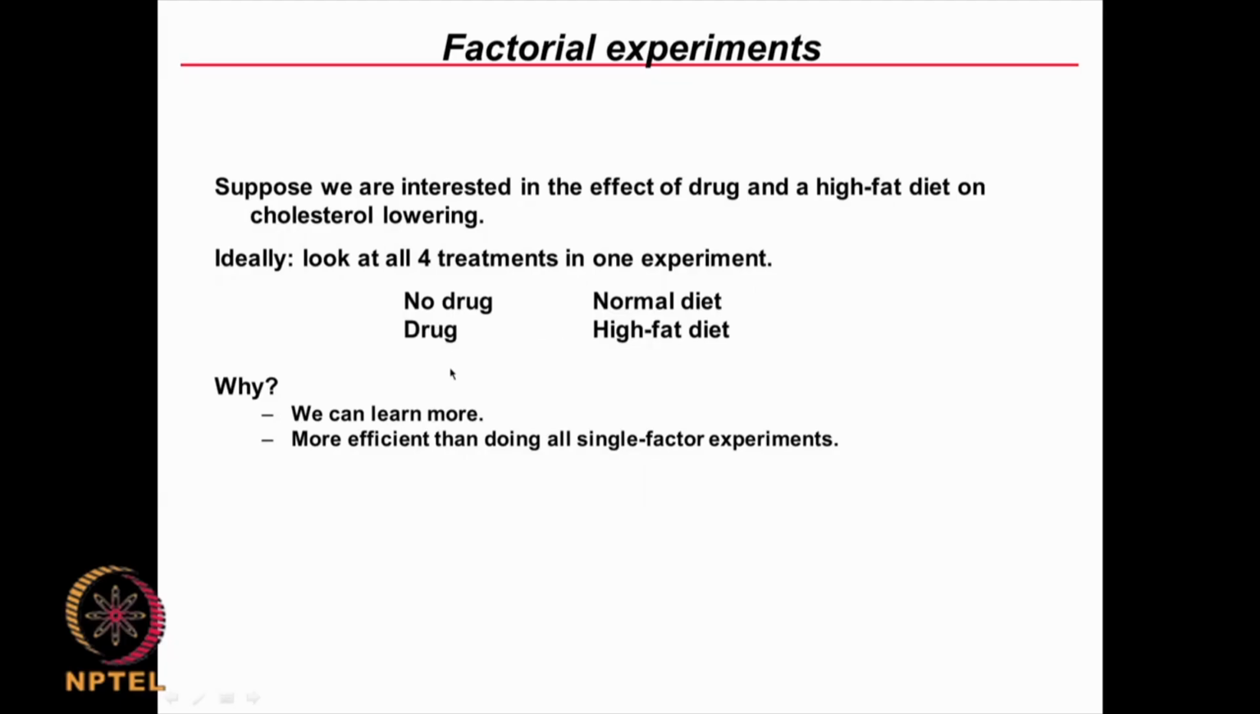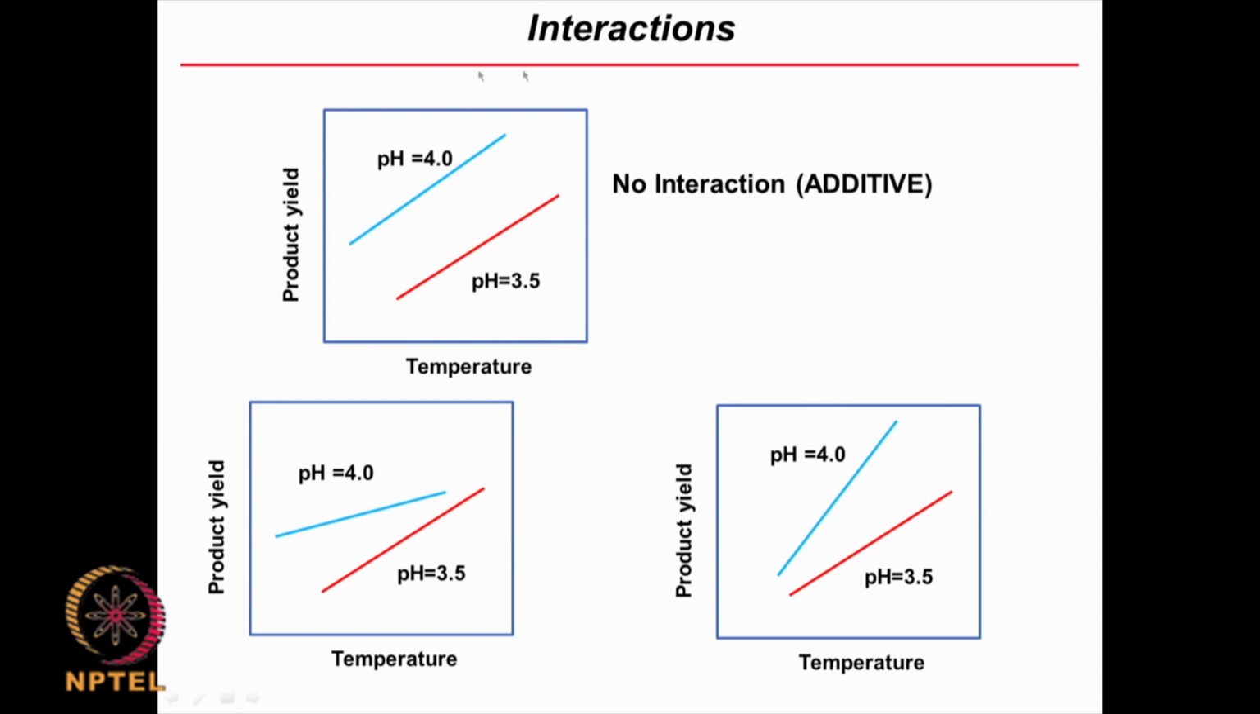So, we also talked about what is interaction before. Let me recollect. Interaction is when 2 variables do not behave in an additive fashion. For example, if I am looking at the product yield as a function of temperature and pH, at a particular value of pH 3.5, as I increase temperature, the product may go up. At another pH again the product yield may go up. So, these 2 lines look almost parallel.